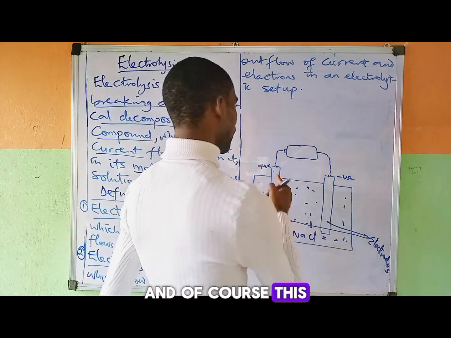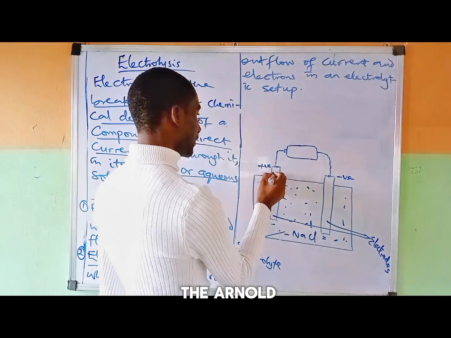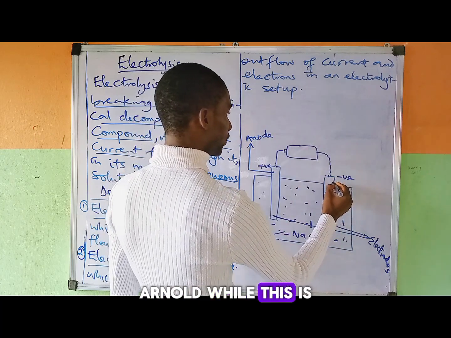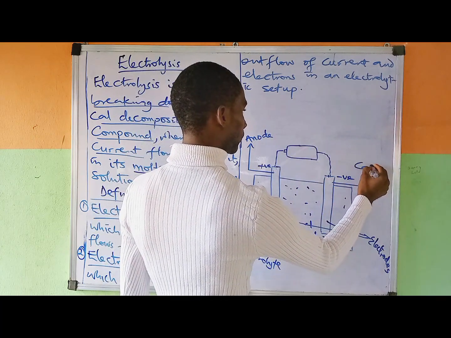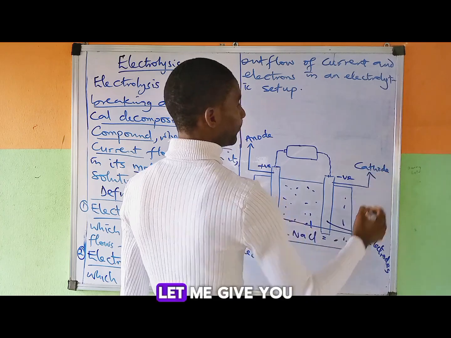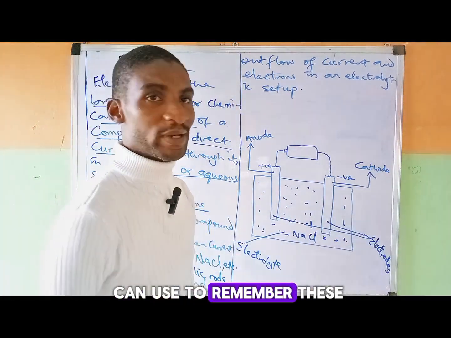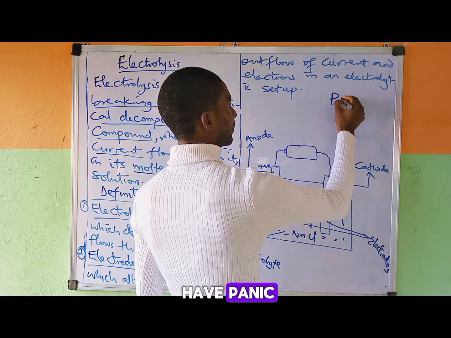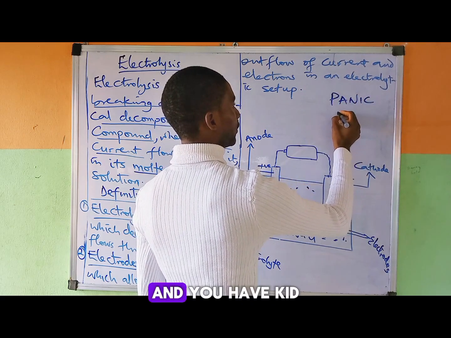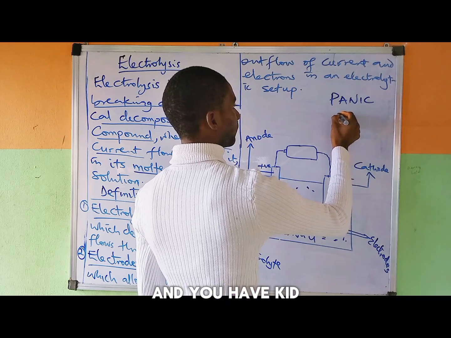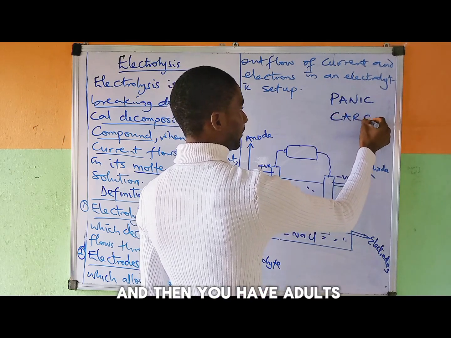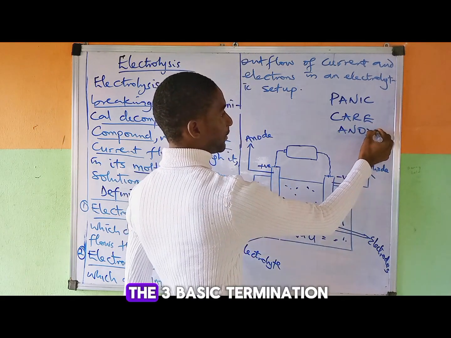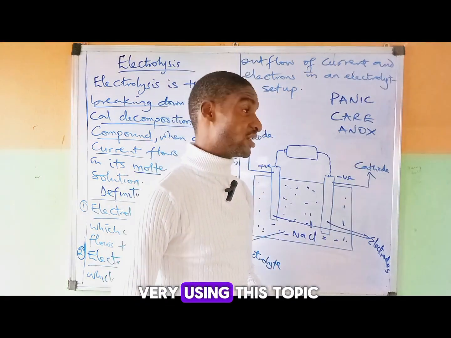And of course, this positive electrode is called the anode, while this is called the cathode. Let me give you an acronym that you can use to remember this. Focus on this. You have PANIC, and you have CARE, and then you have OIL RIG. These are the basic acronyms you're going to use in this topic.